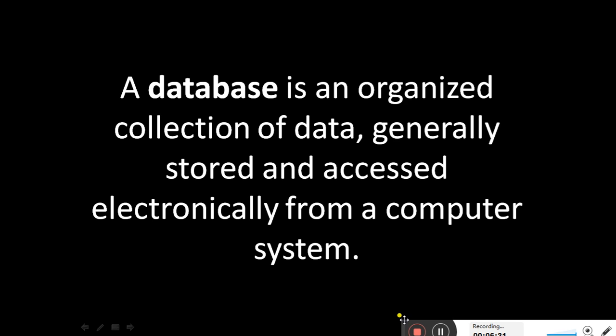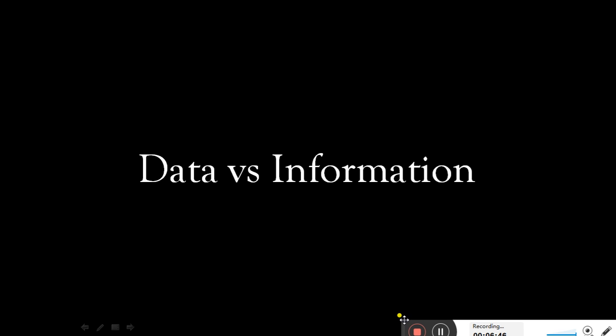So, a database is an organized collection of data generally stored and accessed electronically from a computer system. This is what a database is. Okay. Now, we will see the difference between data and information. What is the difference between data and information?